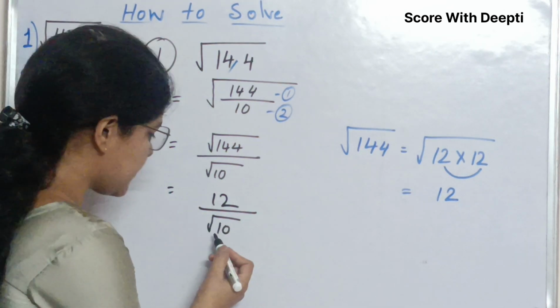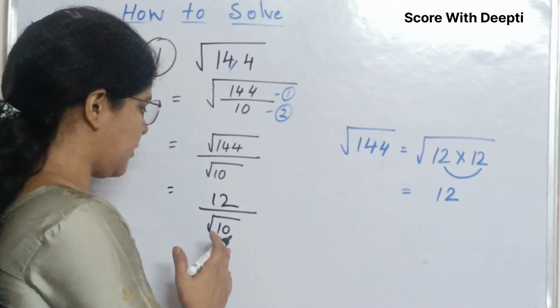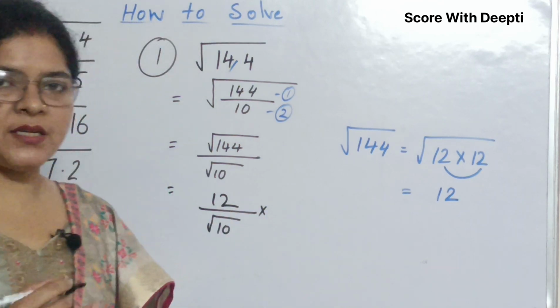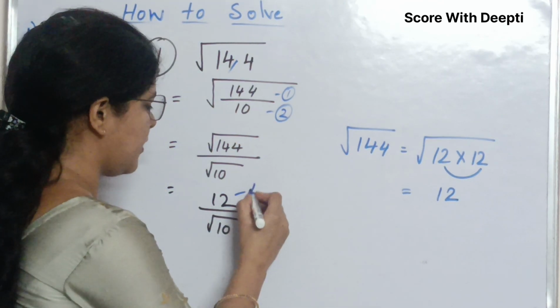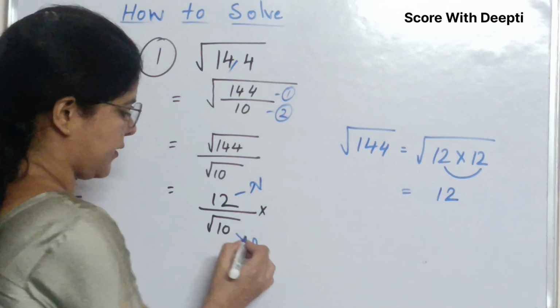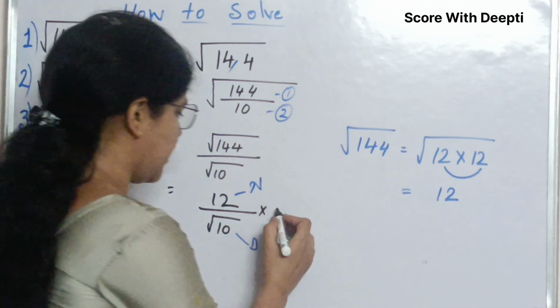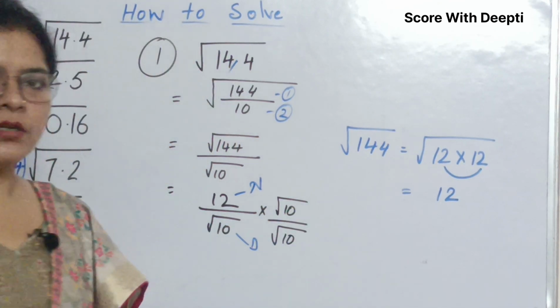Now here is a square root in the denominator. When there is a square root in the denominator, our next step is rationalization. Rationalization means we multiply numerator and denominator. This is the numerator and this is the denominator. We multiply numerator and denominator with square root 10.